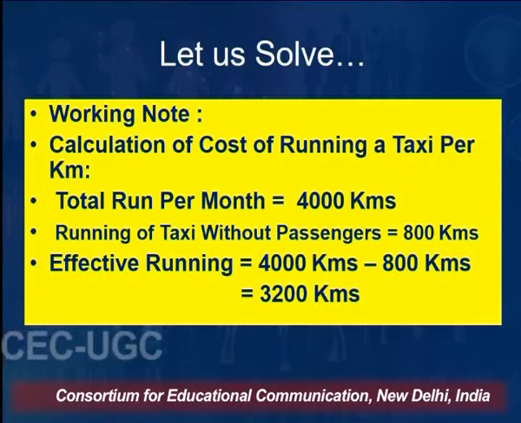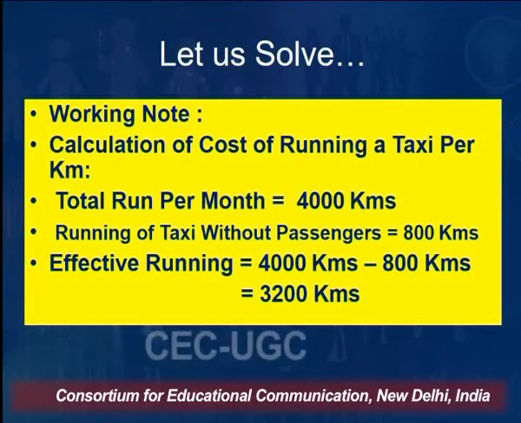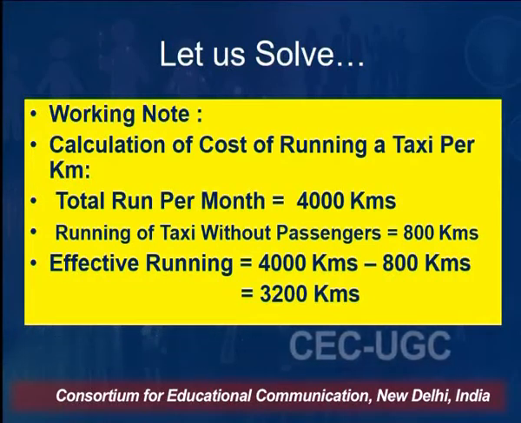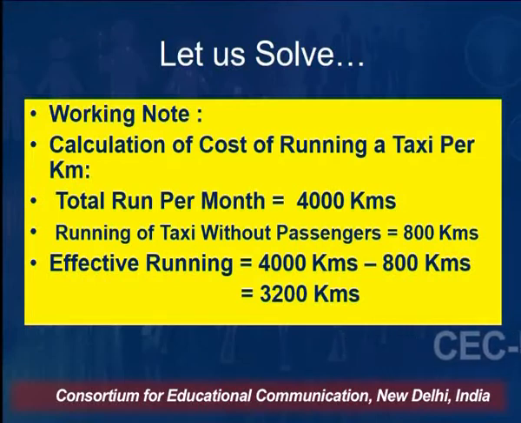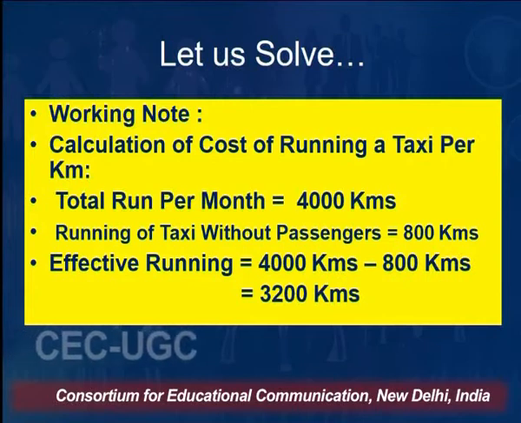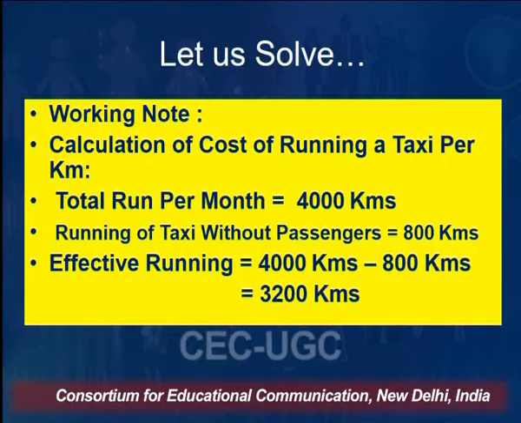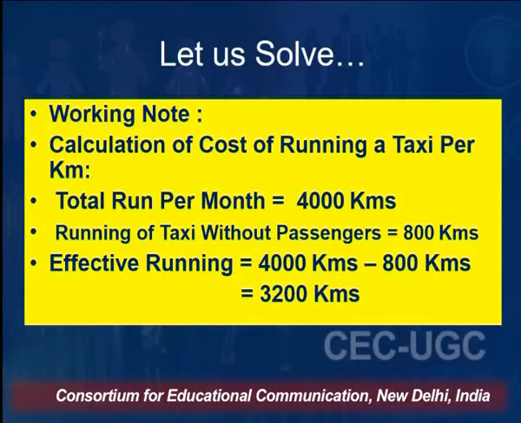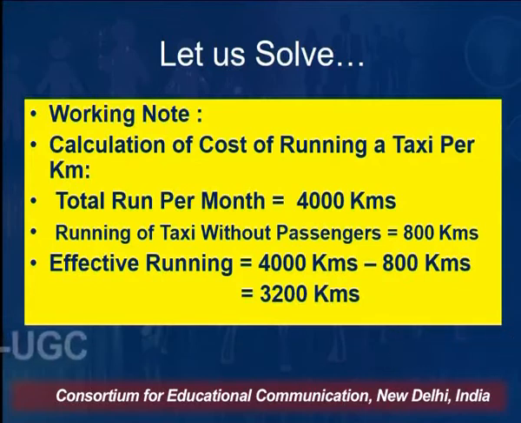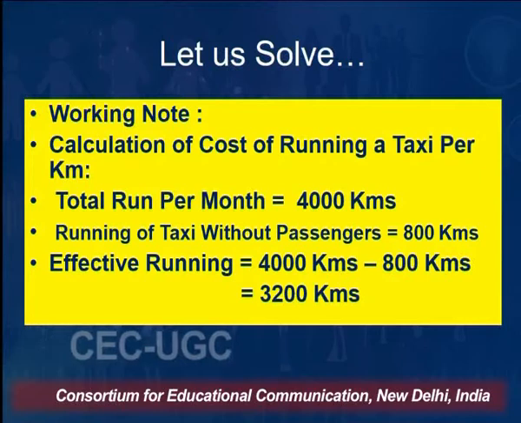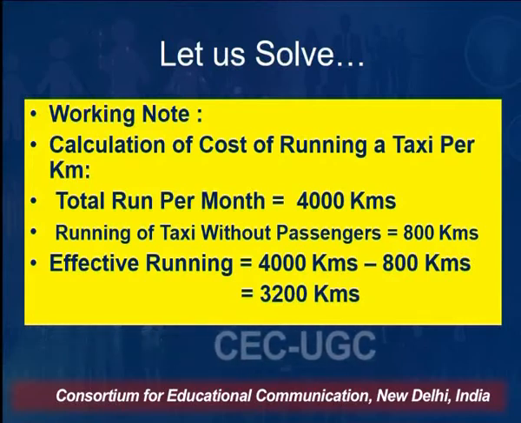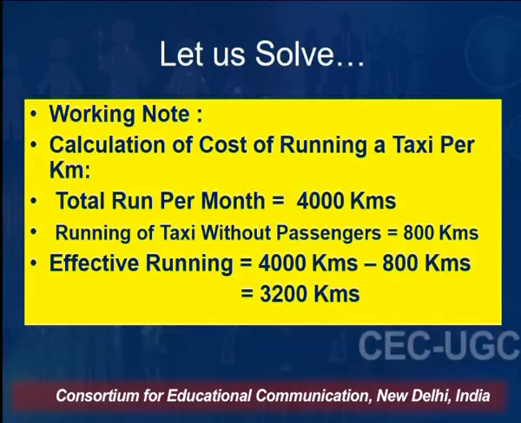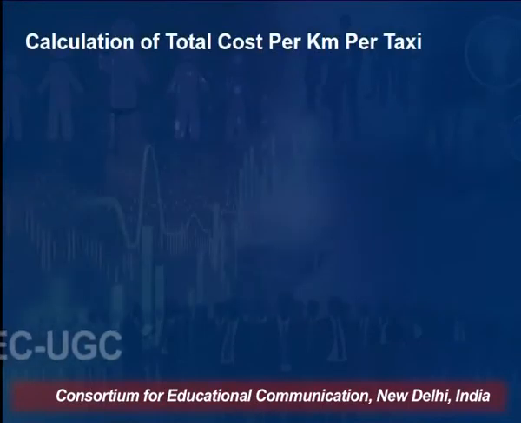This we have to keep in mind, my dear learners, because at times you commit a mistake. You feel that, sir, since taxi was running for 4,000 kilometers, we shall be getting revenue for the entire 4,000 kilometers. And here is the point where you are committing a mistake. You will not be getting revenue for this entire 4,000 kilometers, because 800 kilometers you are running without any passenger. So who will pay? Since passenger is not there, you cannot charge from yourself.